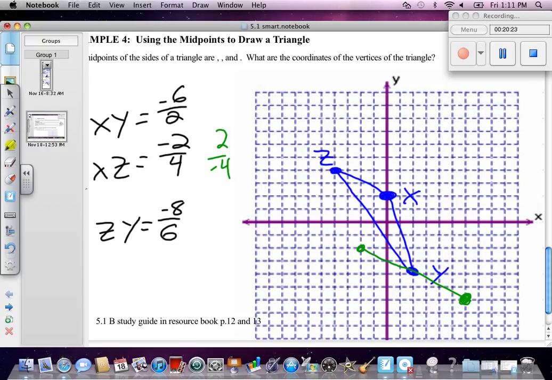Okay, which one next? I'm going to go x to y. X to y is negative 6, 2. What is opposite x, y? Z. So I'm on Z, and I'm going to go down 6 over 2. Good. And I'm going to go up 6. Oh, I went the wrong way. Up 6 over negative 2. There we go.